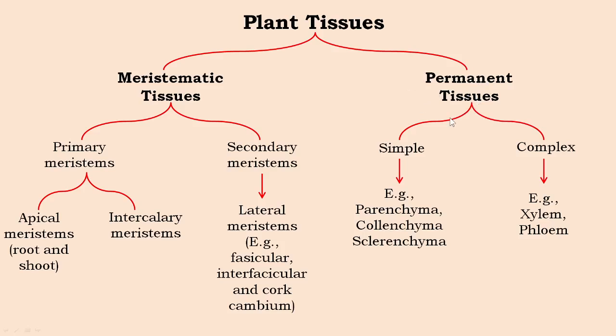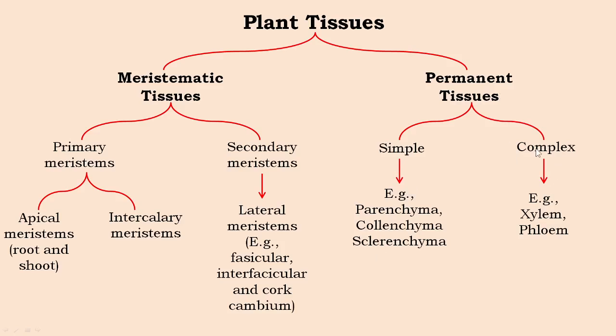Permanent tissues are of two types: simple permanent tissues and complex permanent tissues. Simple permanent tissues are simple because they are made up of only one or two types of cells. Examples are parenchyma, collenchyma and sclerenchyma.